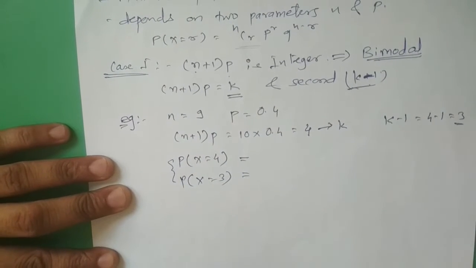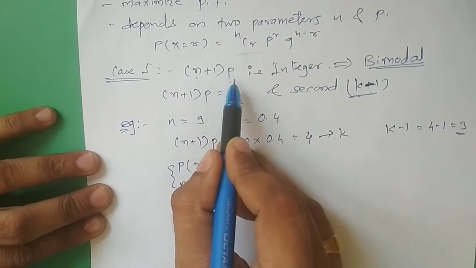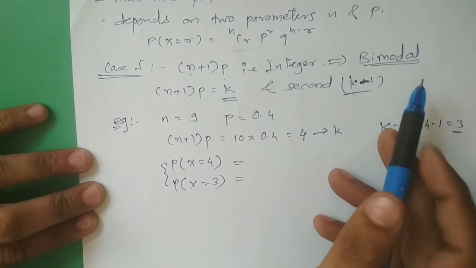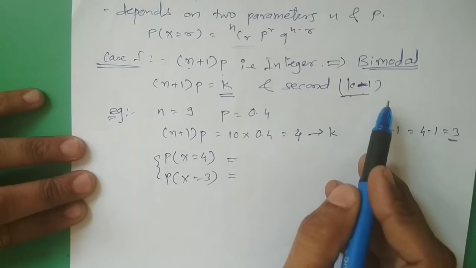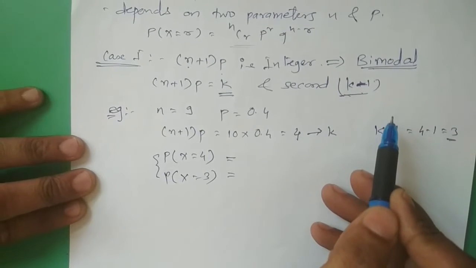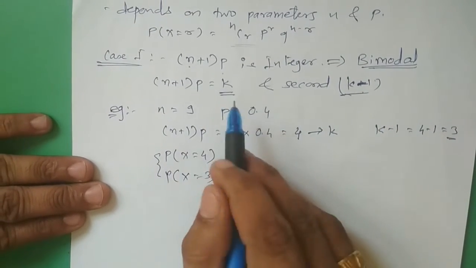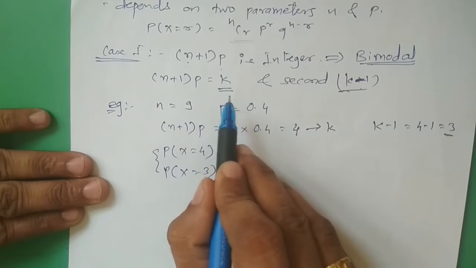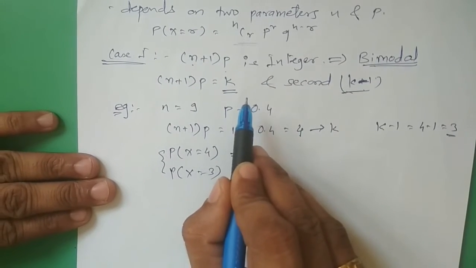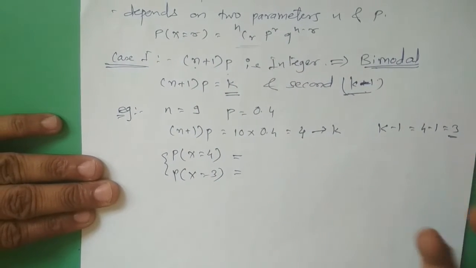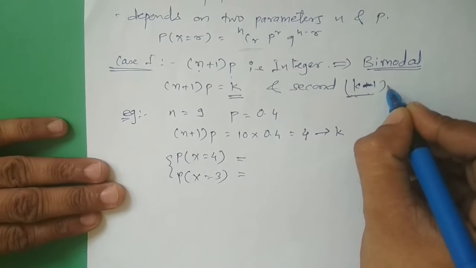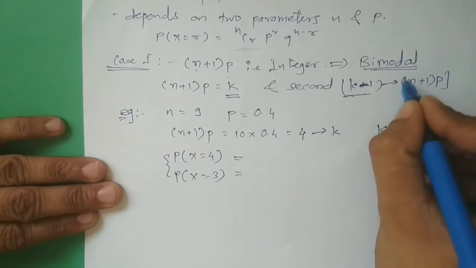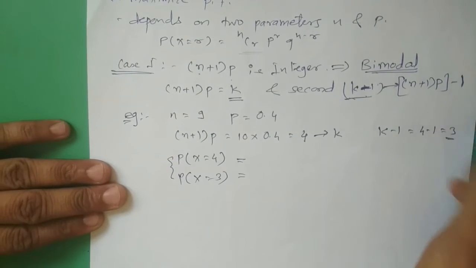So this is case 1. If (n+1)p is an integer, then always keep in mind that the solution is bimodal. Bimodal means it has two values. One is at (n+1)p, and the second is at (n+1)p minus 1. So k minus 1 is also written as (n+1)p minus 1 in this way.